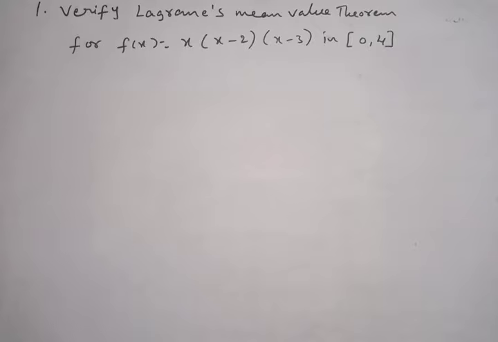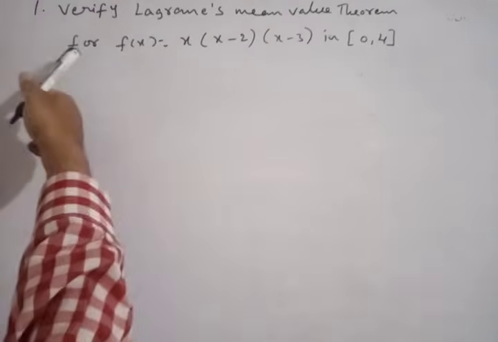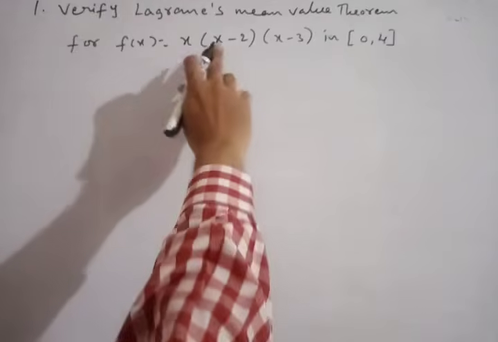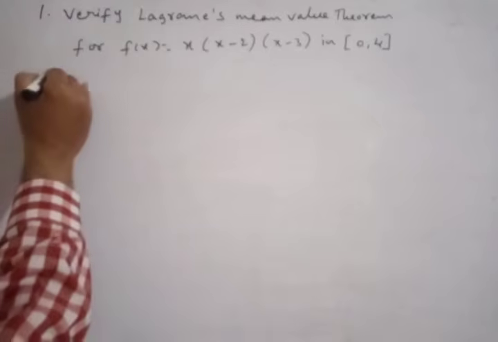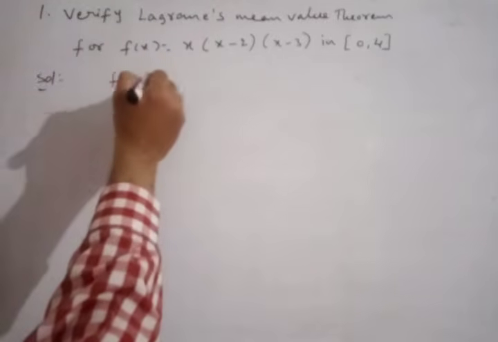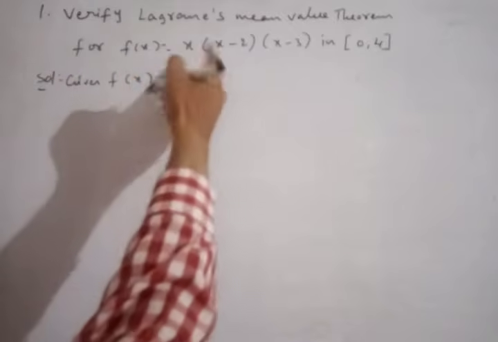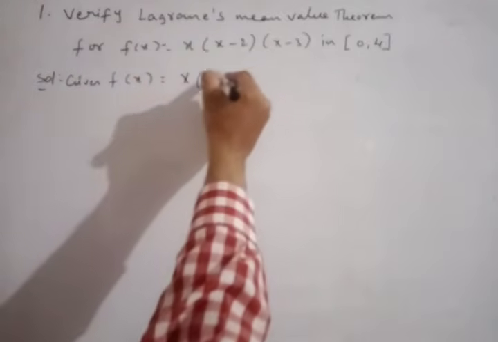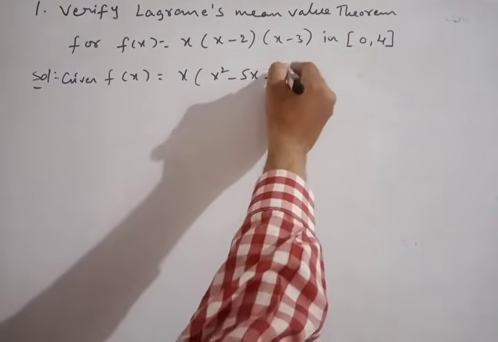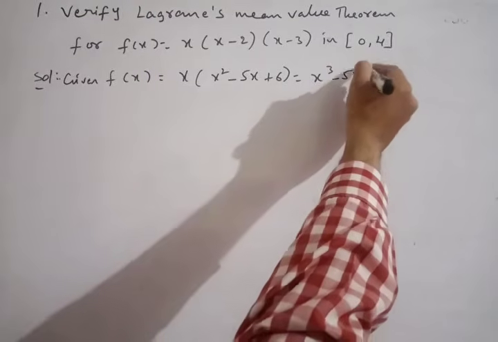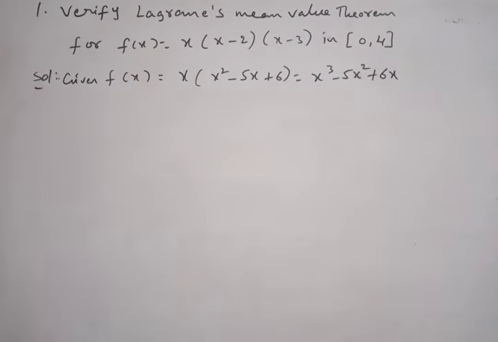Next one, verify Lagrange's mean value theorem. Rolle's theorem problems we completed, a few problems. Now we'll start Lagrange's mean value theorem. Verify Lagrange's mean value theorem for f(x) = x(x - 2)(x - 3) in the closed interval [0, 4]. Given f(x), multiply these out: x(x² - 3x - 2x + 6), that means x³ - 5x² + 6x.